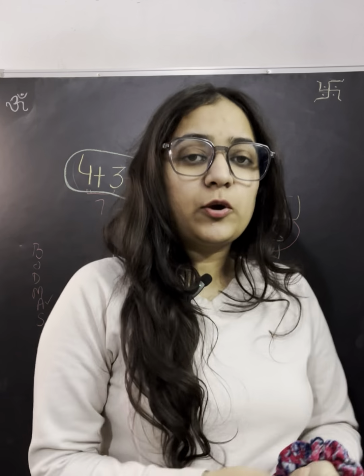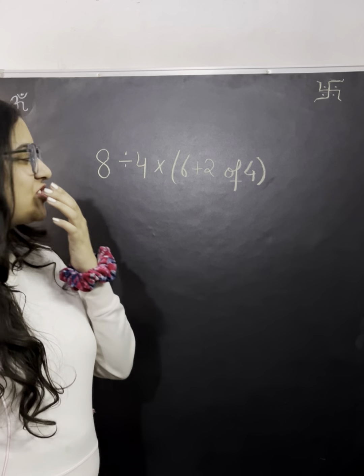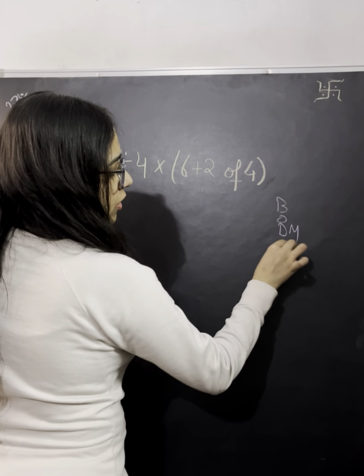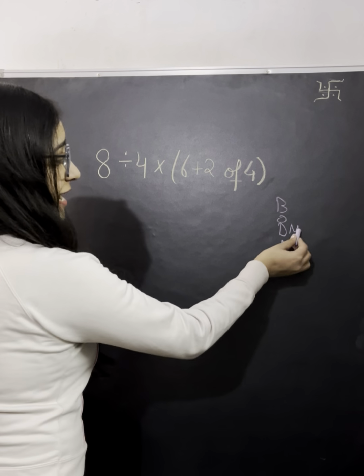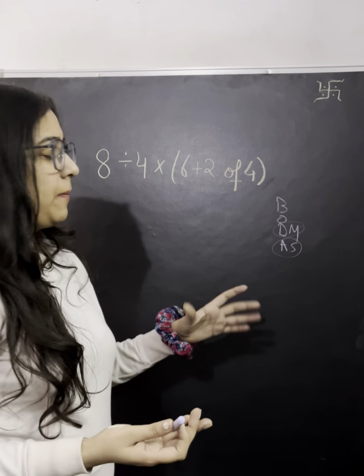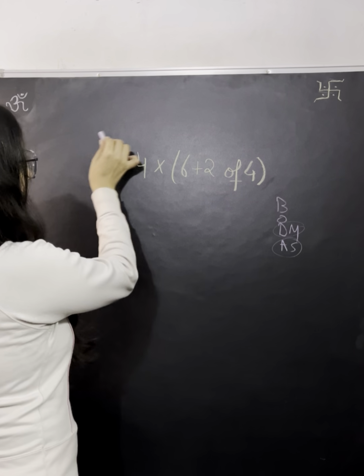So, let's do some questions on order of operations, or you can say BODMAS, PEMDAS, anything. Let's check this question. We are using BODMAS. I would suggest you write BODMAS like this, with D and M together, A and S together, because a few people only know about this thing, right? Okay. Now, B, is there any bracket? Check.